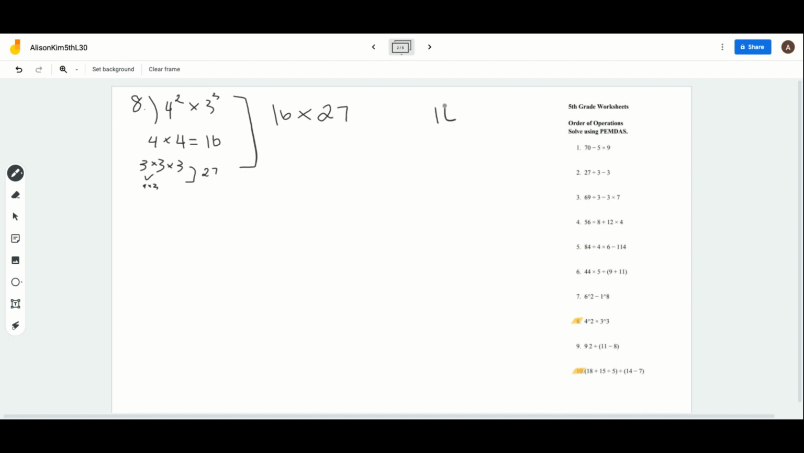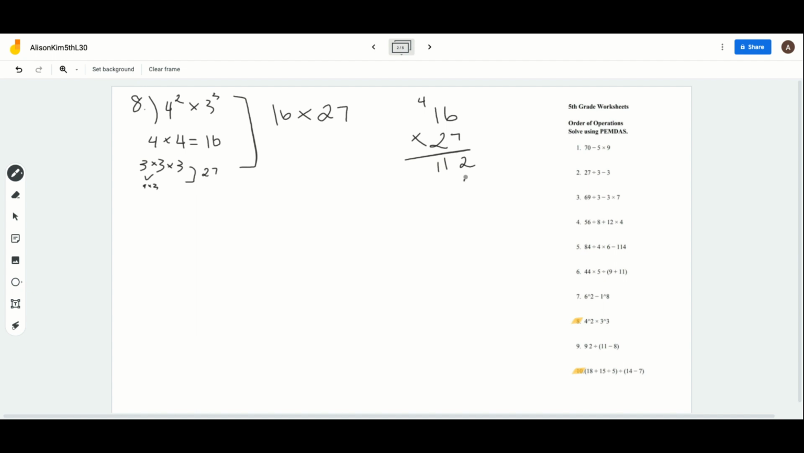Now we just multiply it out like regularly. And we do 6 times 7, which is 42. We bring the 2 down, bring the 4 up. 7 times 1 is already 7. We just add the 4, and we get 11, right?